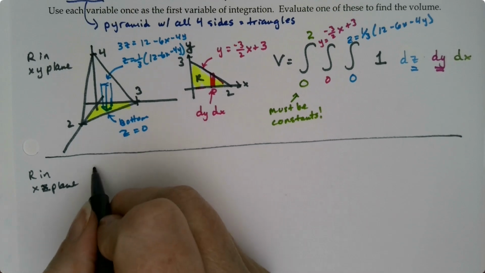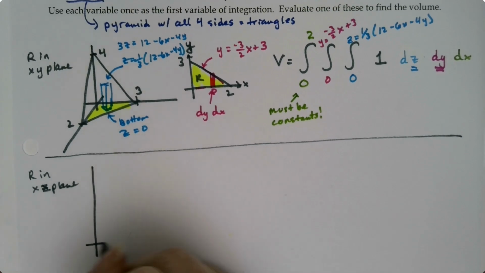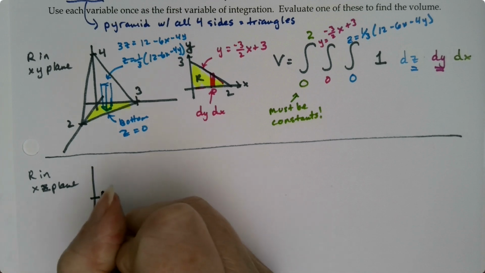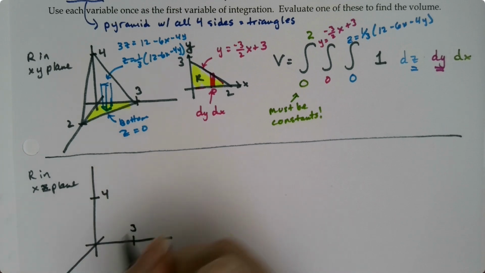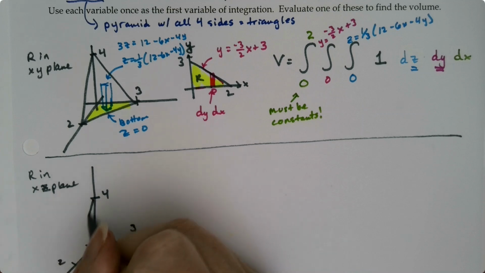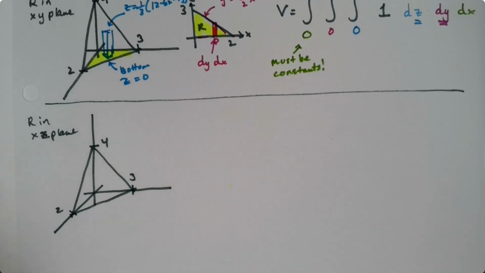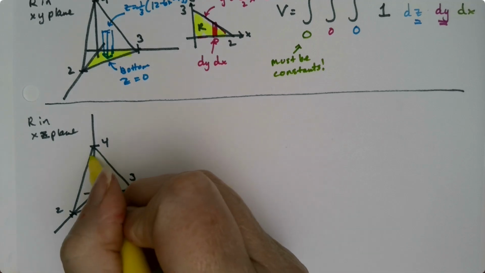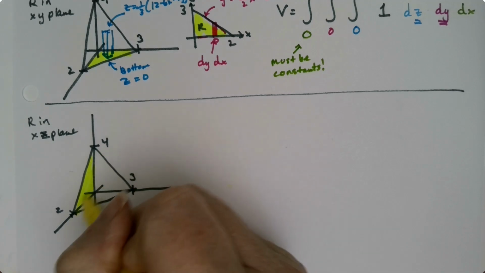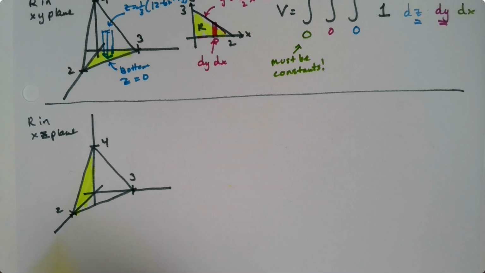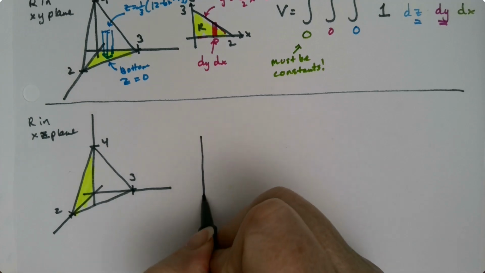Now, the tetrahedron itself has not changed. So it's still the same tetrahedron it was. It still goes through 4 up here. It still goes through 3 over here. It still goes through 2 over here. None of that is different. What's different is the region we want. So we're going to put it in the xz plane, which is this plane right here. Right? So xz, so now let's draw that region over here.